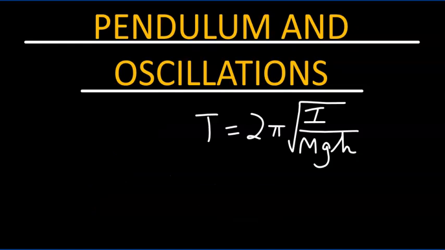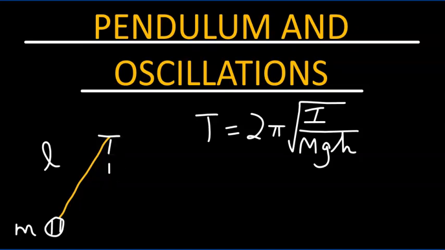Let's apply this expression to a simple pendulum. A simple pendulum is a bob connected to a string. Let's assume the length of the string is L, the mass of the bob, where all the mass of the system is concentrated, is little m, and when you pull this bob to one side and then let it go, it's going to oscillate like that. So this is a simple pendulum. Let's apply this equation to this system.